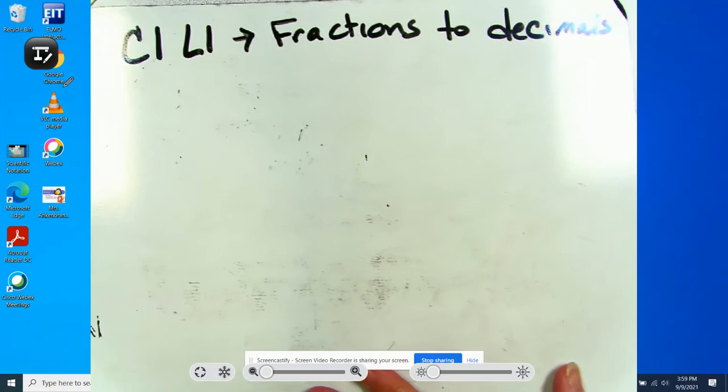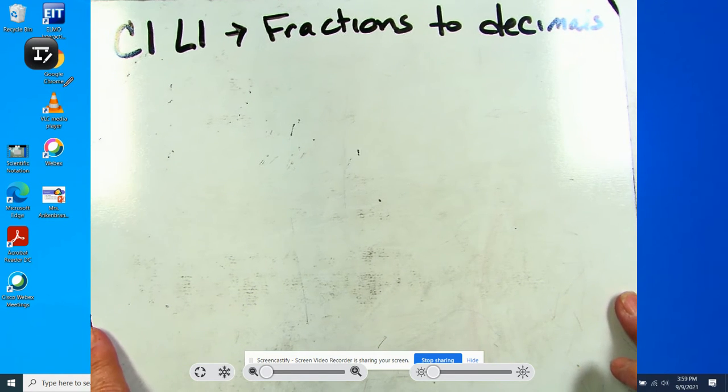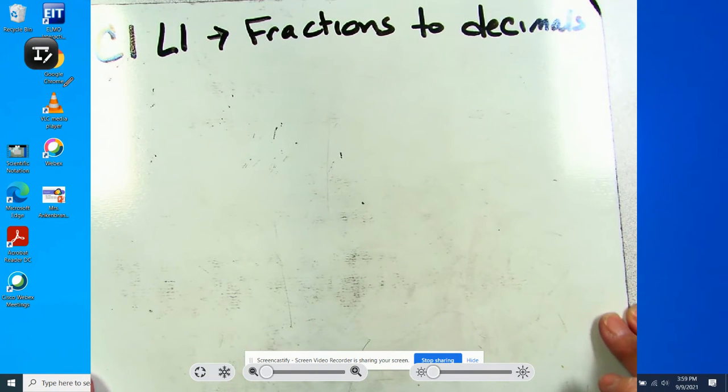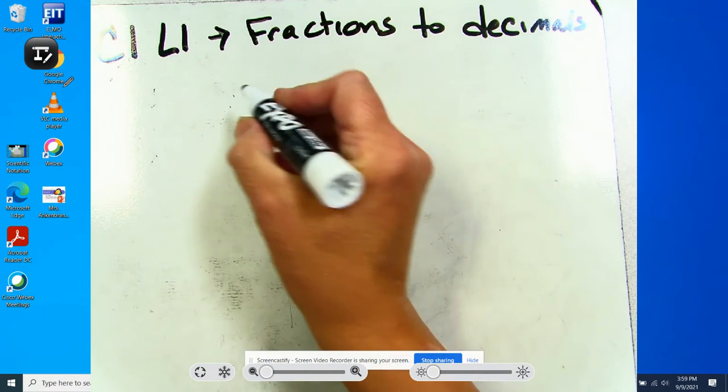Hi everyone. Today we're going to talk about Chapter 1, Lesson 1, changing fractions to decimals. When you have a fraction, it is nothing more than a division problem. So what we are going to do is divide. You're going to divide the top number, the numerator, by the denominator, which is the bottom number.